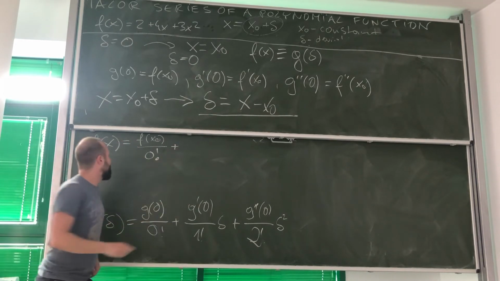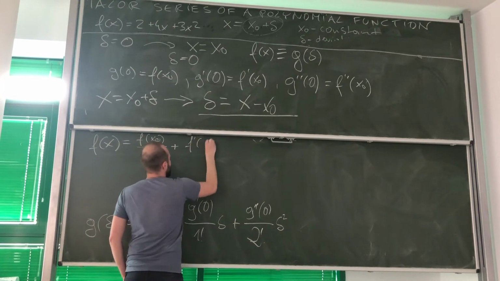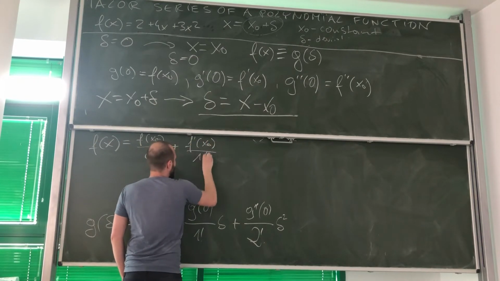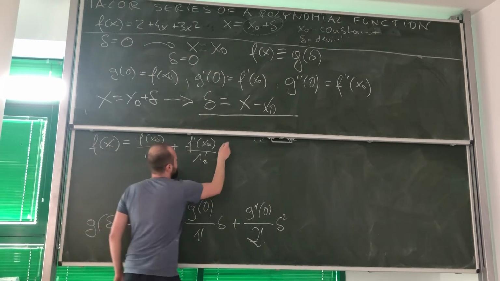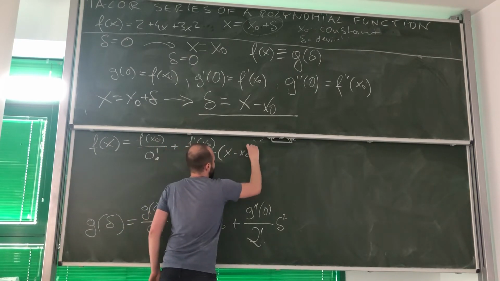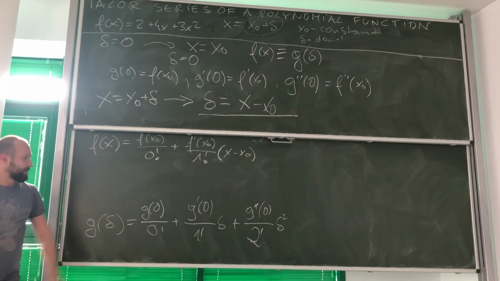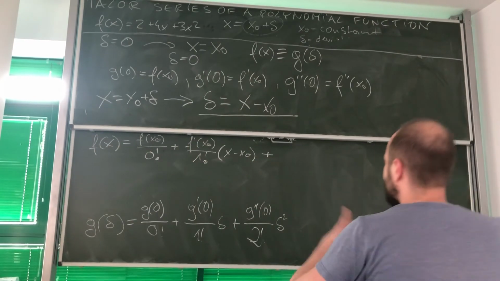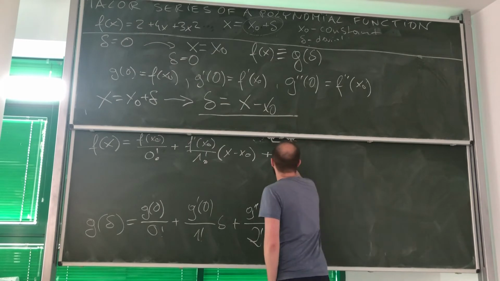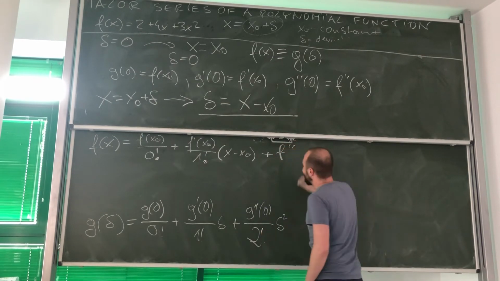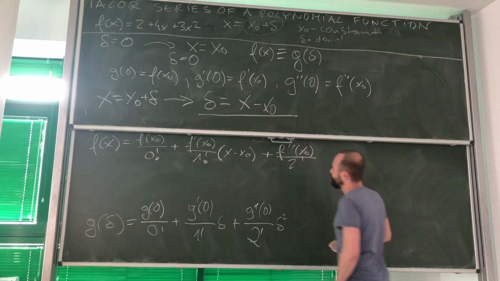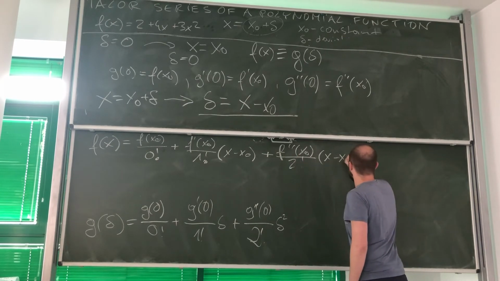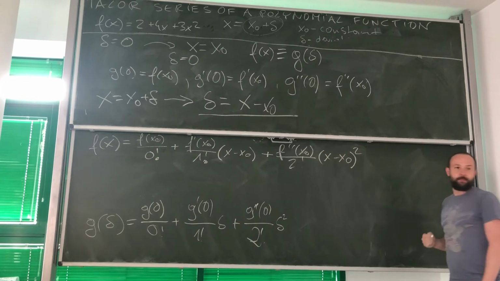Now, instead of g prime of 0, I can write f prime of x0 over 1 factorial. And now, instead of delta, I write x minus x0. So, I hope you can see now that the next component is going to be f double prime of x0 over 2 factorial times x minus x0 squared.